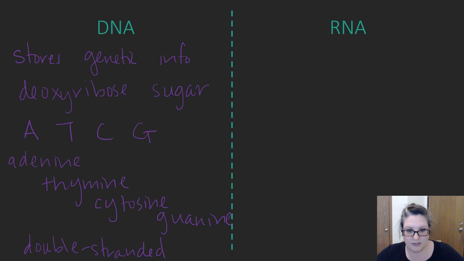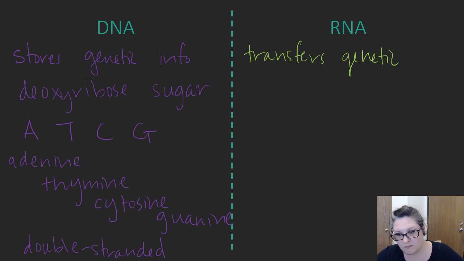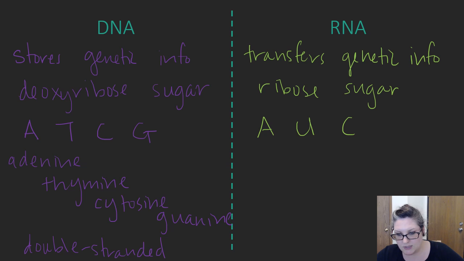RNA, on the other hand, it transfers genetic information. It has ribose as a sugar. The bases are A, U, C, G. That's adenine, uracil instead of thymine, cytosine, and guanine. And it is single-stranded.